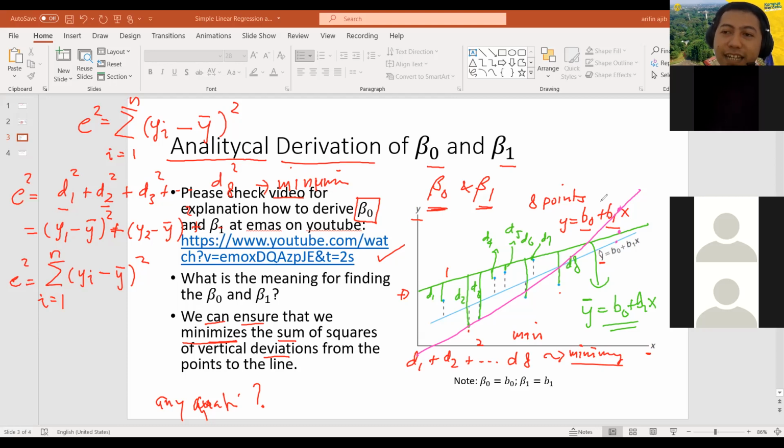Oke, ada lagi. Is there any questions? The meaning, ya, meaning atau arti dari B0 dan B1. Nah, kan garis saya tambahkan penjelasannya, garis ungu, garis hijau, garis biru ini kan pasti B0 dan B1-nya akan berbeda-beda, kan? Nah, mencari titik yang istilahnya paling ideal kan sama saja mencari nilai B0 dan B1 gitu kira-kira. Oke. Any questions?